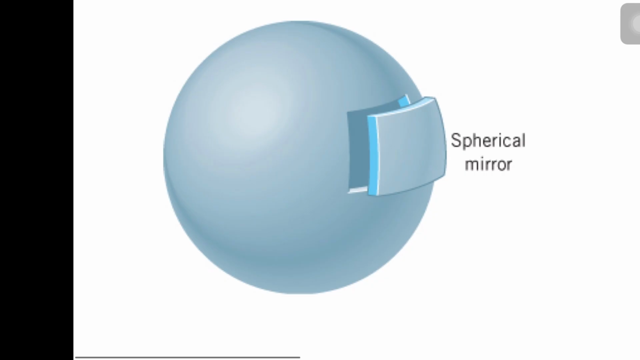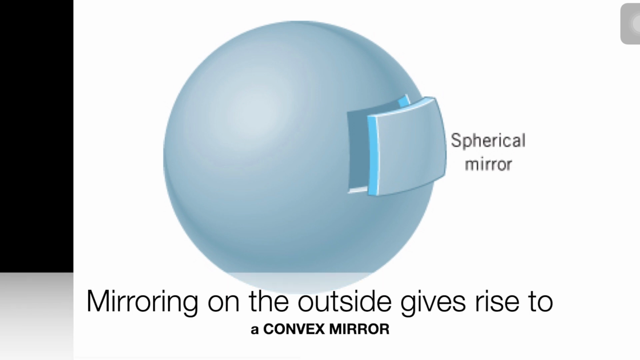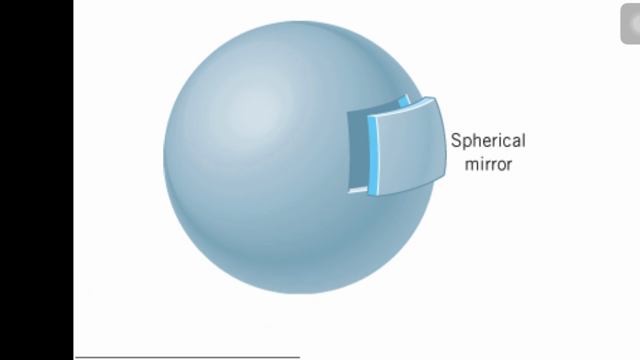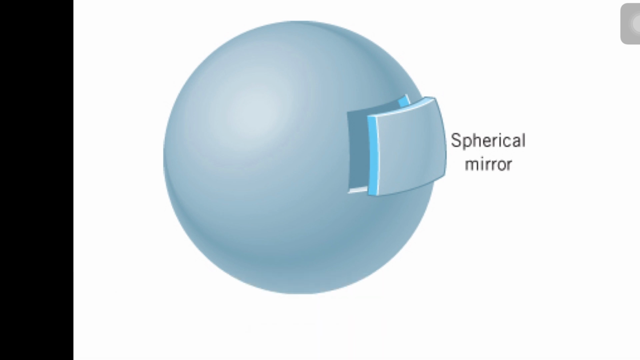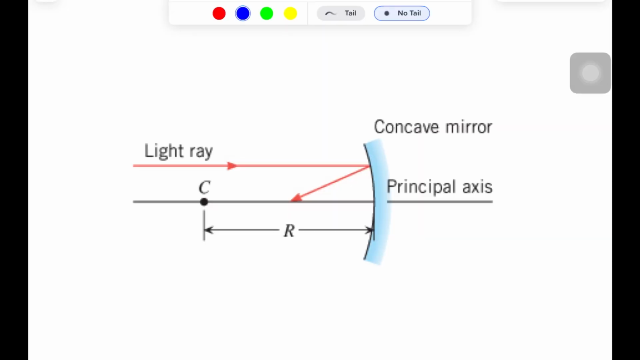We will now turn our attention to spherical mirrors or curved mirrors. Recall in the last video, I explained that these mirrors are just a small section of a giant imaginary sphere, and the mirroring can be on the outside of the sphere or the inside of the sphere. Now let's look at what happens when light reflects off of a concave mirror.